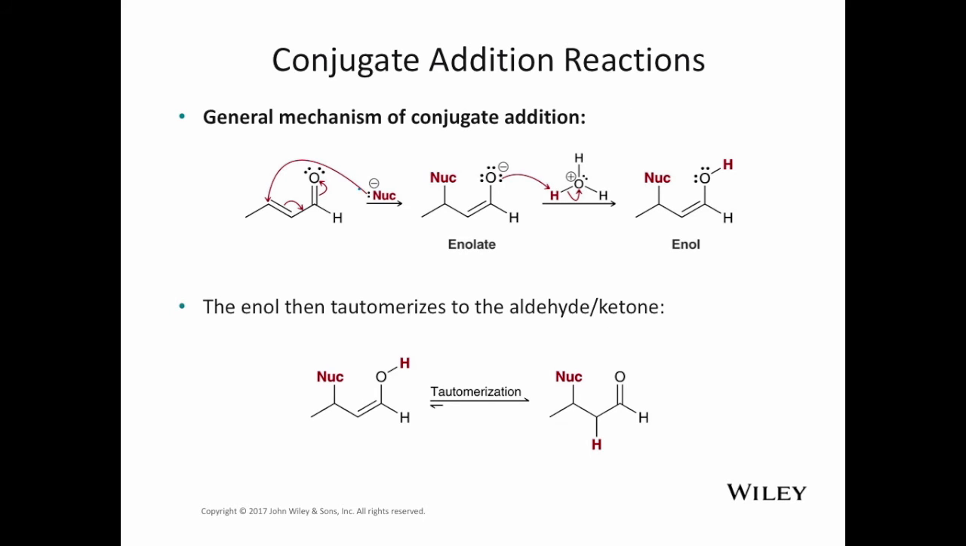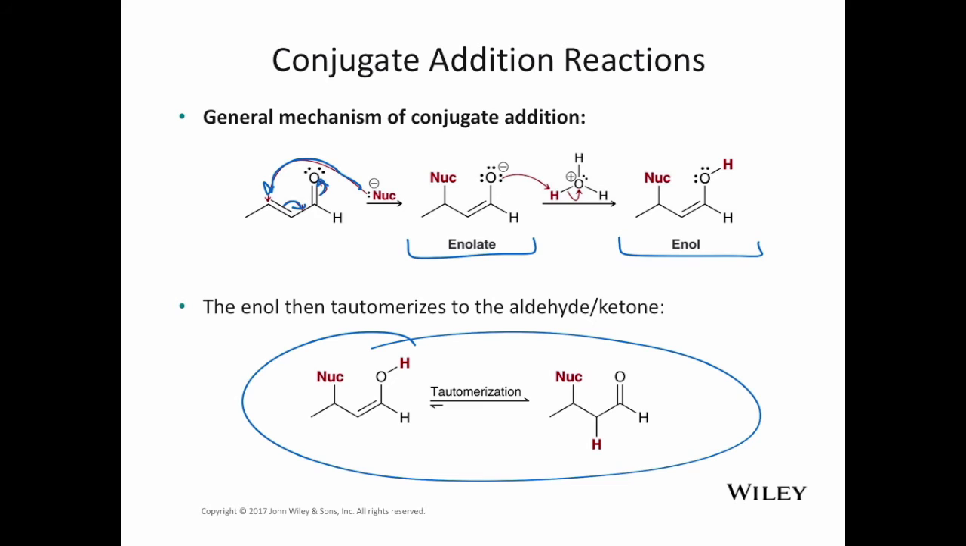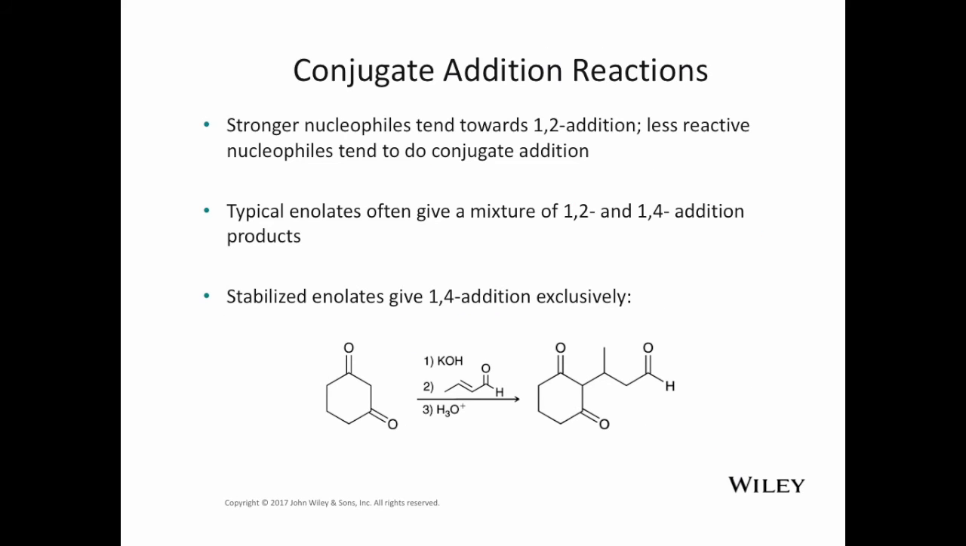The general mechanism is that the nucleophile attacks at the beta carbon to form this enolate intermediate, which then gets protonated with an acid workup to produce the enol, which then tautomerizes to the aldehyde or ketone product. The trend is that stronger nucleophiles tend to do 1,2 addition, whereas less reactive nucleophiles do conjugate addition. Now with enolates, we often see a mixture of both types of addition. However, stabilized enolates, such as an enolate formed from a 1,3-dicarbonyl compound, we get only 1,4 addition.